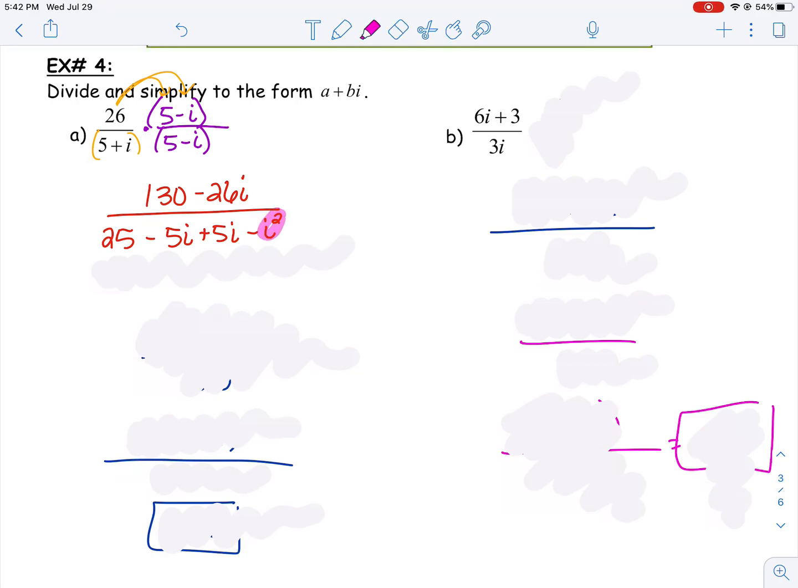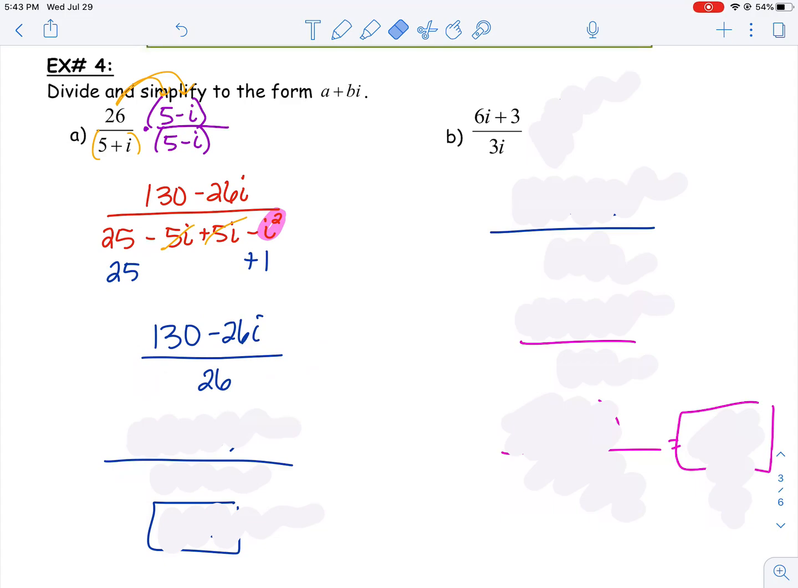Oh, but did you hear it? I got a negative i squared, don't I? And remember that i squared is the same thing as negative 1. So if I have a negative in front times another negative, that really makes me a positive 1, right? And look at this, the two middle terms should always cancel out, right? A negative 5i and a positive 5i. So really in my denominator, I have a 25 plus 1, which is really 26, yeah?